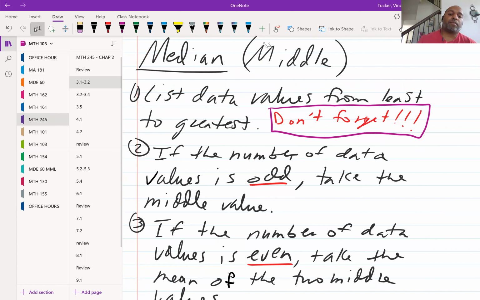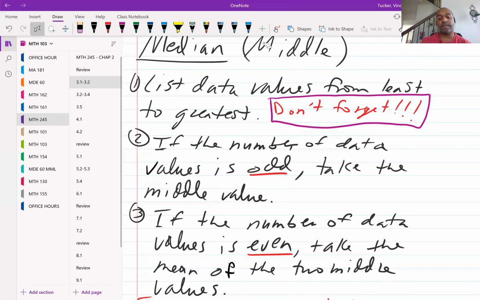So from there, if the number of data values is odd, you would just take the middle value. That would be your median. If the number of data values is even, then you would take the mean of the two middle values. Because if it's even, then of course there is no legit middle number. So you would take the two middle values, add them together, and divide by 2.